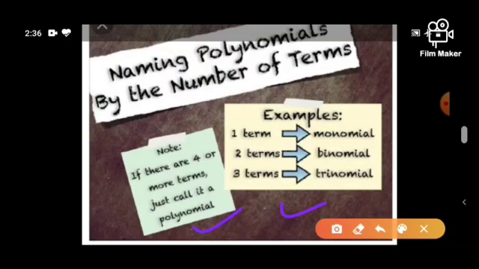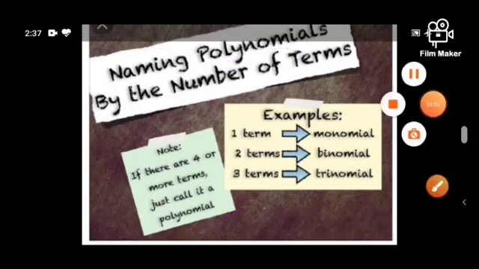Here, I have given you an example from the chapter on polynomials. So it is written that monomial means 1 term, binomial means 2 terms, and trinomial means 3 terms. And if there are 4 or more terms, just call it a polynomial. It is given in the note, so this can be your key point.